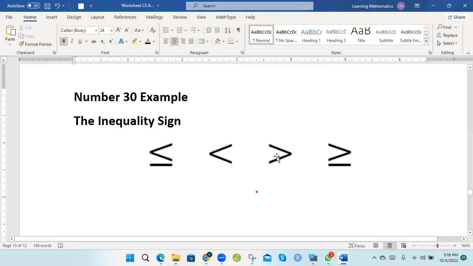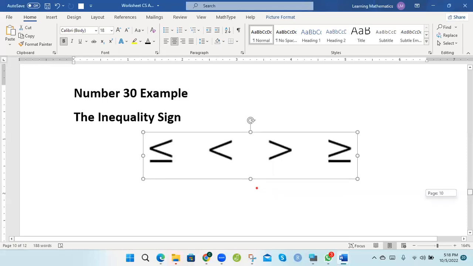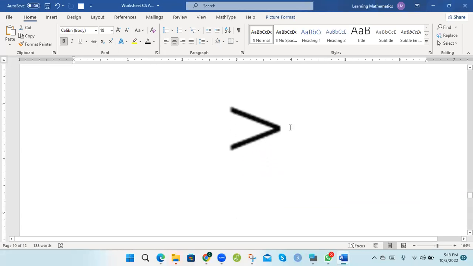And if you take a careful look at it, it has an opening and it has a point. When you see the point, you say less than. When you meet the opening, you say greater than. Here is an example of one.